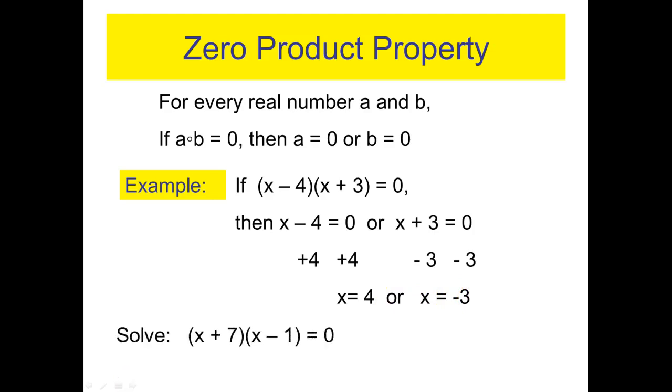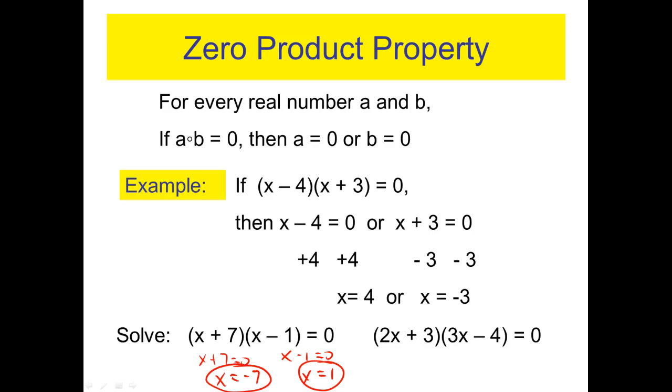So let's try one here. This means that x plus 7 equals 0. If I subtracted 7 from both sides, I get x equals negative 7. Or x minus 1 equals 0. Add 1 to both sides, and x equals 1.